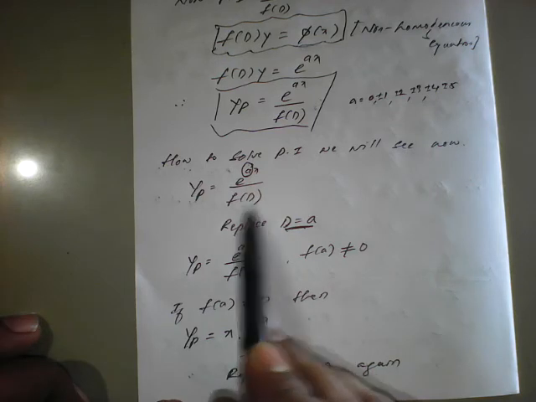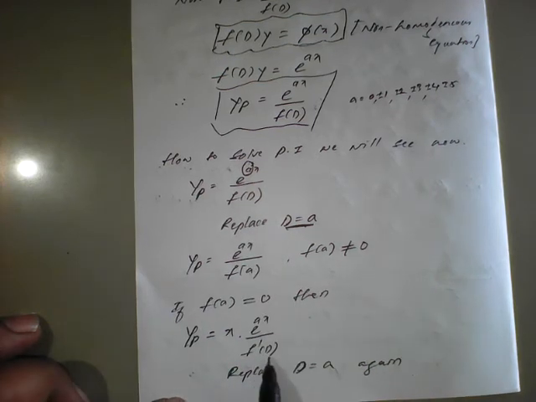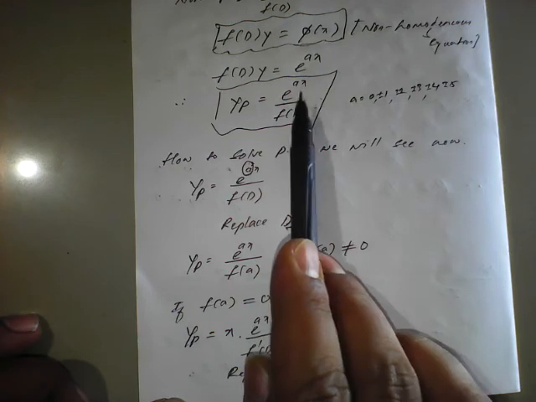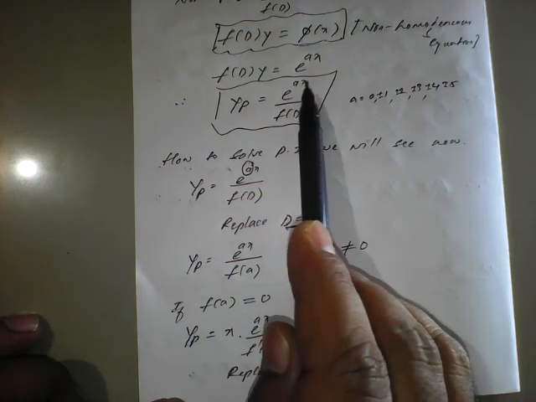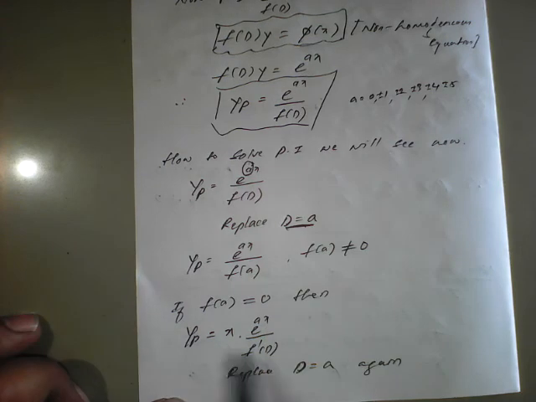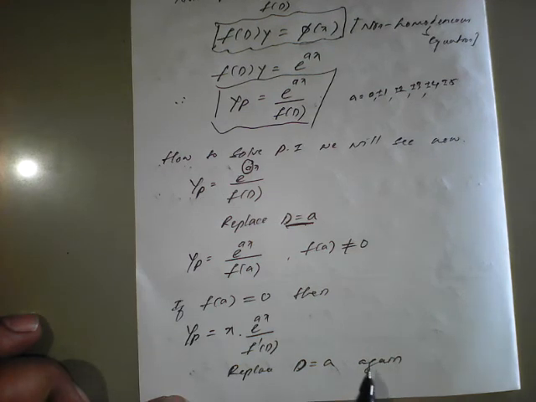Given f of D, we have to differentiate once, and simultaneously we have to multiply by x. Why x? Because if the right hand side function is in terms of x, we multiply by x. If the right hand side function is in terms of t, we multiply by t. Once we differentiate, again we have to repeat the process: replace D with a. If it is coming 0, we have to differentiate again and replace the value of D with a.